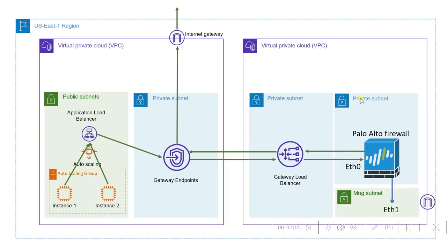As this is a lab and we are going to access this Palo Alto firewall from the internet, I would like to add one more subnet here to access the Palo Alto firewall, and we'll add one more internet gateway on this second VPC as well. This is just to access Palo Alto firewall from the internet.